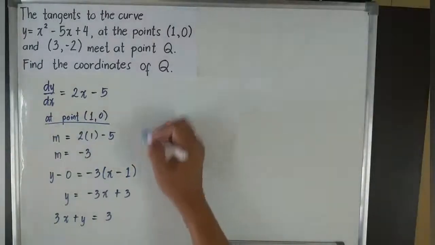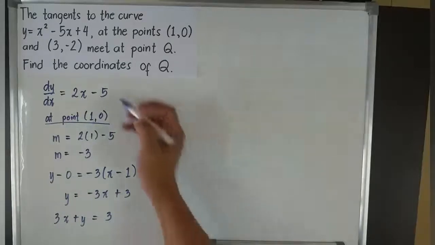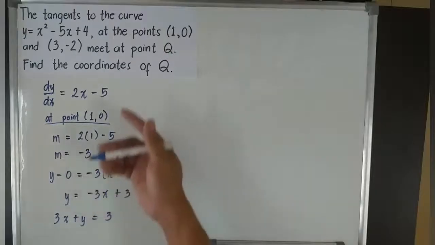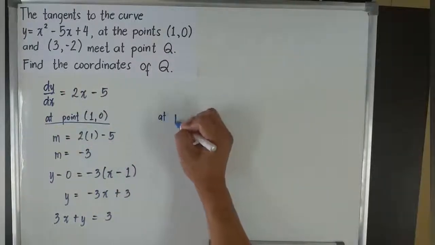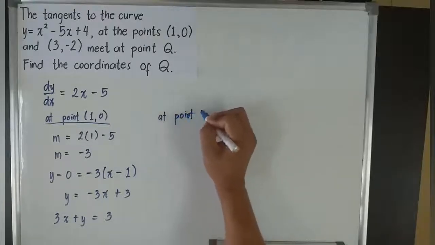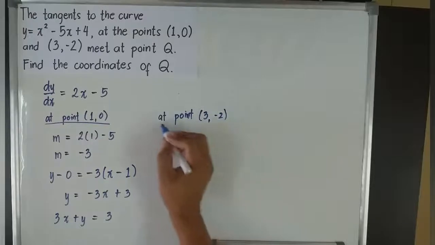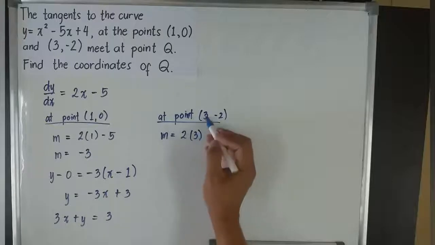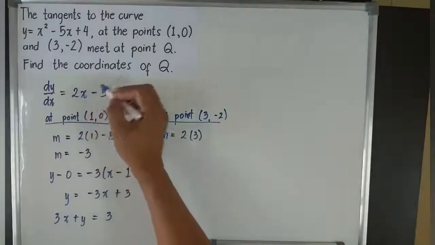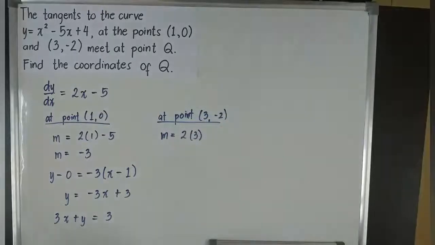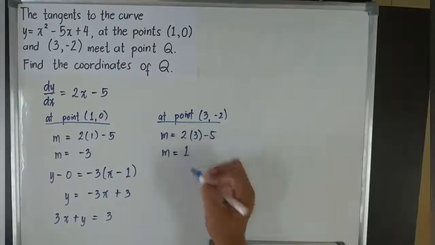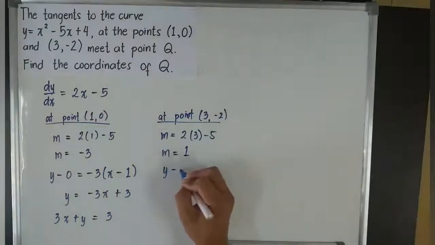Next, let's find the gradient first at point (3, -2). After that, let's find the equation of the tangent at point (3, -2). At point (3, -2), the gradient is equivalent to 2 times 3, since it's 2x minus 5, so I take the value of x. So the gradient at point (3, -2) is 6 minus 5, which is 1.